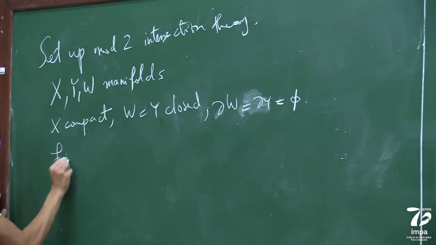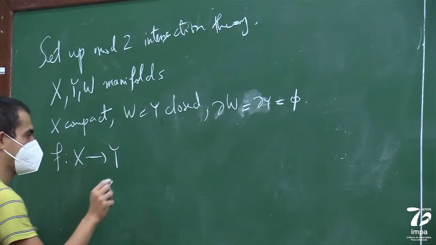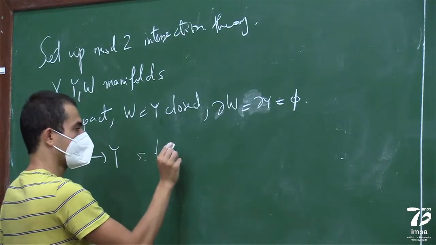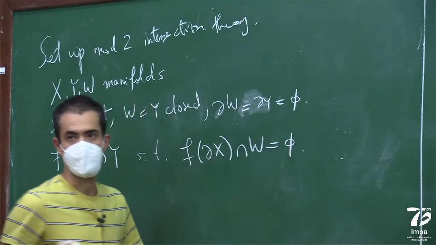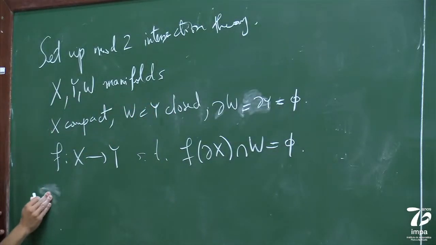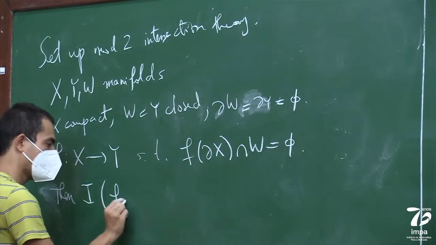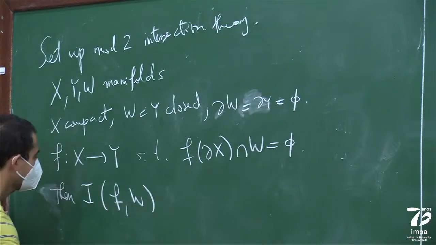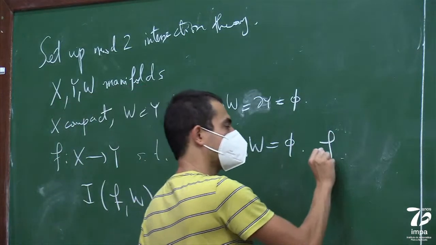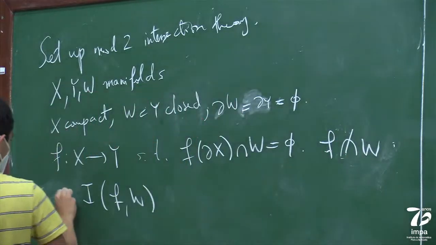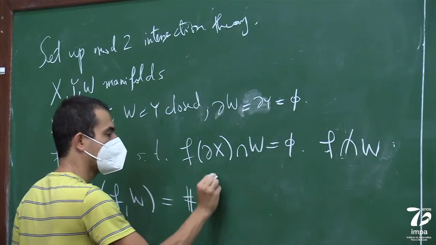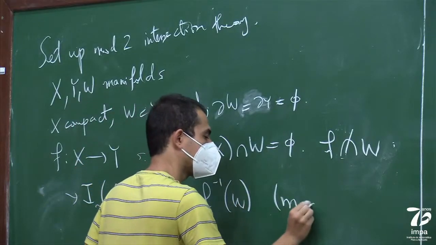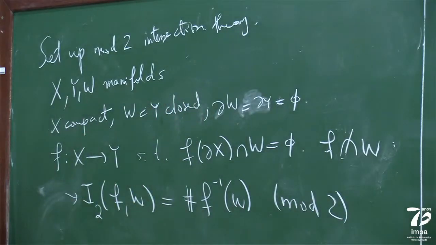And then you have a function such that f of the boundary of X doesn't intersect W. Then, I guess you start with the case where it's transverse, but as I explained, we can just define the number of points here to be, well, let's suppose that this is transverse. Then we define this guy, mod 2, to be the number of points of the preimage, mod 2. So it's 0 or 1. So it's 0 if it's even and 1 if it's odd.